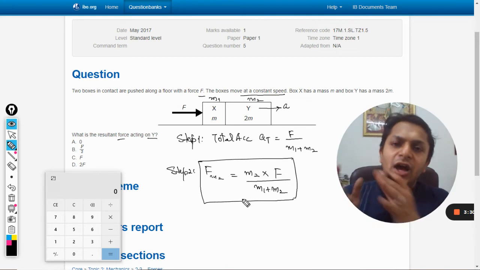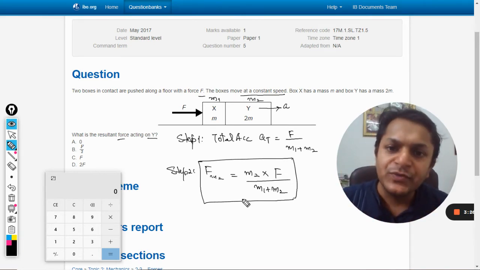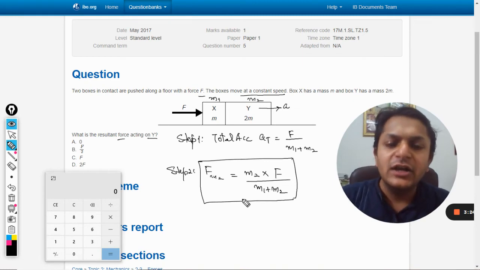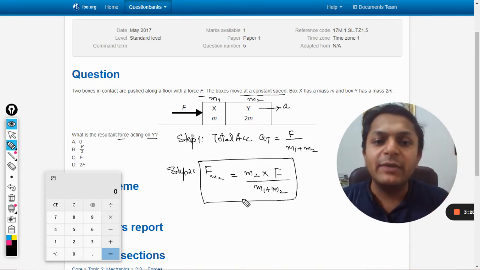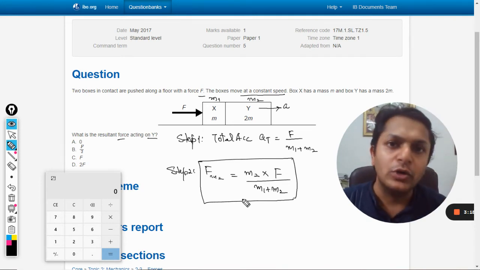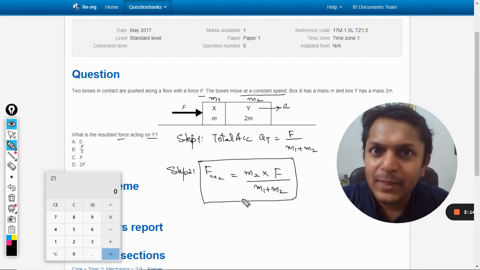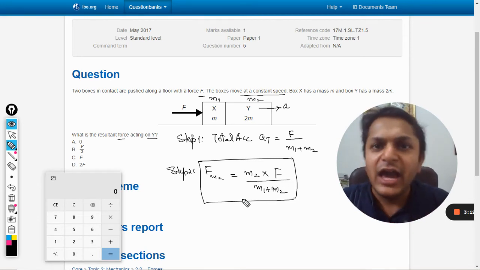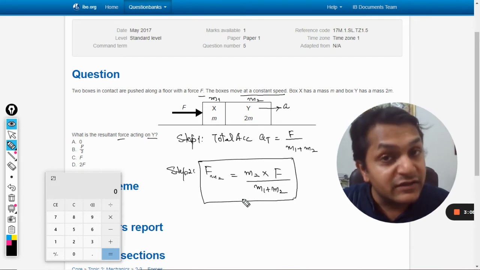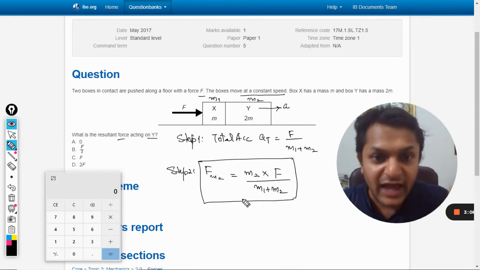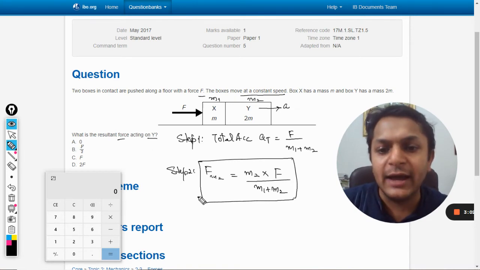What I have done in step one is find the total acceleration of both of the blocks. So if force F is acting on it, then the resulting acceleration of mass 2 will be given by F divided by M1 plus M2. If this is the resultant acceleration of block Y, what is the net force on Y? F is equal to M into A: the mass of Y multiplied by the resultant acceleration of Y, which is F by M1 plus M2. And that is what I have done. So this is the force on M2.